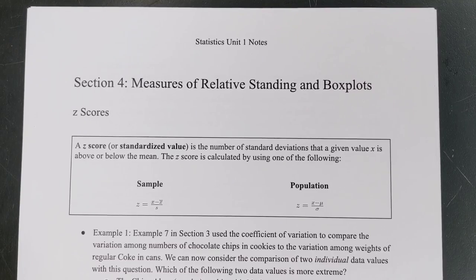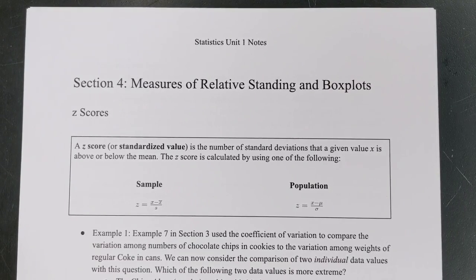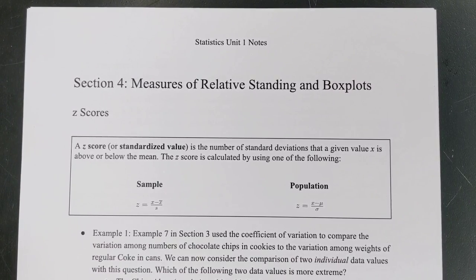Okay, so today we've got section 4, which is measures of relative standing in box plots. The first thing we talked about is the z-score. A z-score is a standardized value that measures how many standard deviations a number is away from the mean, above or below. Positive values will be above, negative numbers will be below.